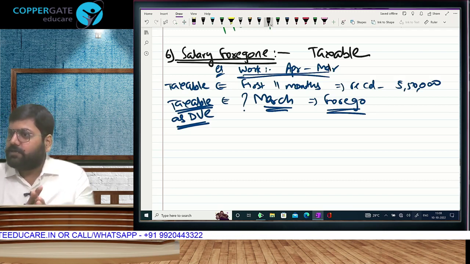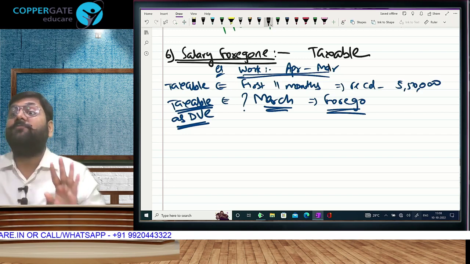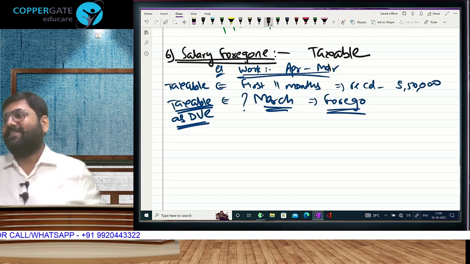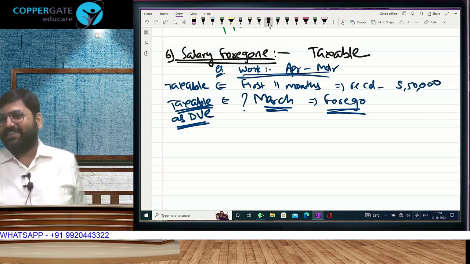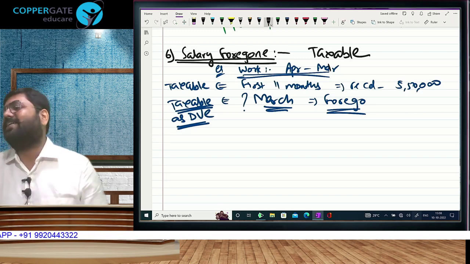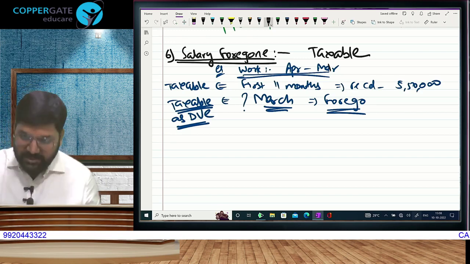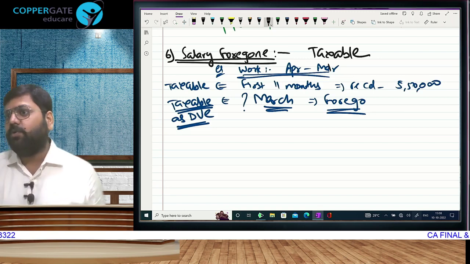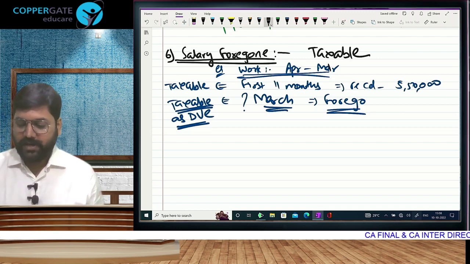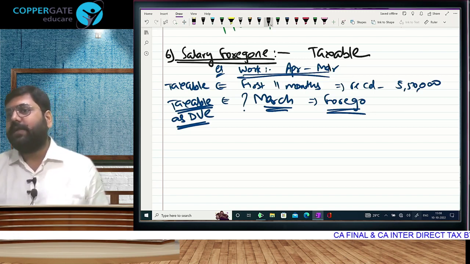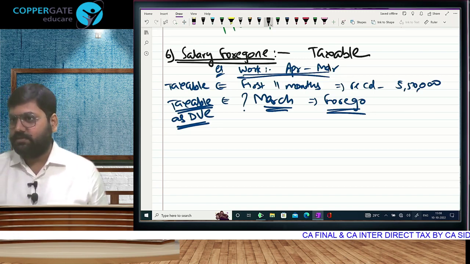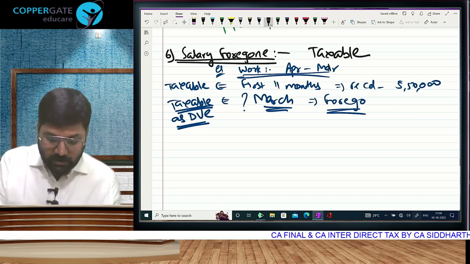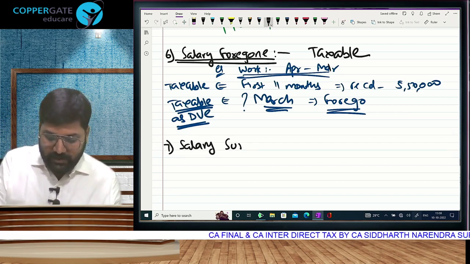You donate to a trust, or you go home and surrender at the feet of your mother. Mother hi bolne wala tha. You go home and surrender at the feet of your mother. That is irrelevant. The moment you earn income, it is going to be taxable. Samjha kya? So salary foregone is going to be taxable on due basis. Correct? But there is another concept called salary surrendered.